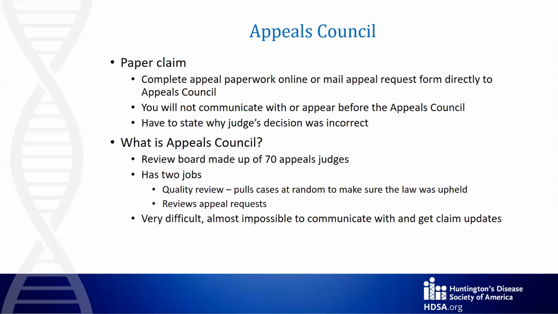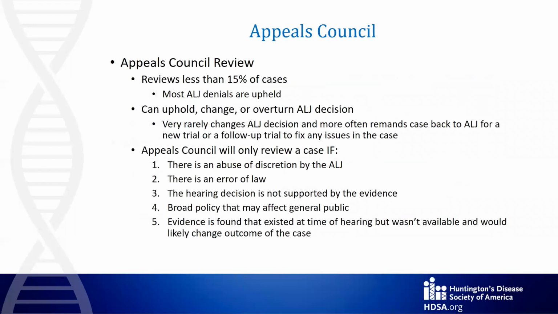In some ways, the appeals council is almost more difficult to deal with than the reconsideration stage. The reason for this is it's very difficult for them to actually select your case, and they're almost impossible to communicate with and get claim updates from. So you're just kind of in limbo for a while. The appeals council reviews less than 15% of cases, and most ALJ denials are upheld.